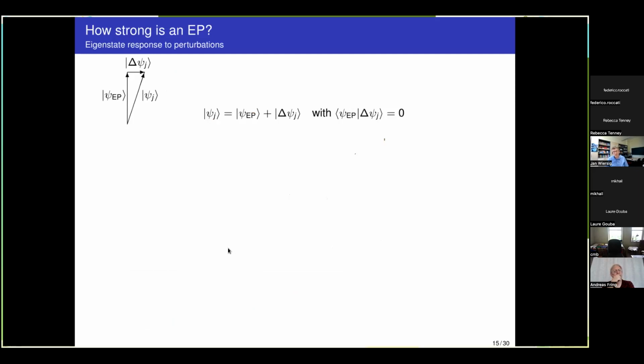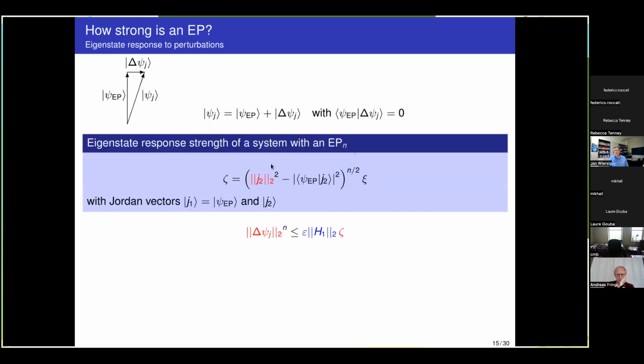Okay, now we have spoken about eigenvalues. Now what about eigenvectors? You can ask a similar question. What is the change of the eigenvectors orthogonal to the eigenvector, to the single eigenvector of the exceptional point? People have done calculations like this, and they've seen how the Jordan vectors appear. I want to do the same calculations also with an inequality, giving us a number that we can associate to the exceptional point. This number I call the eigenstate response strength.